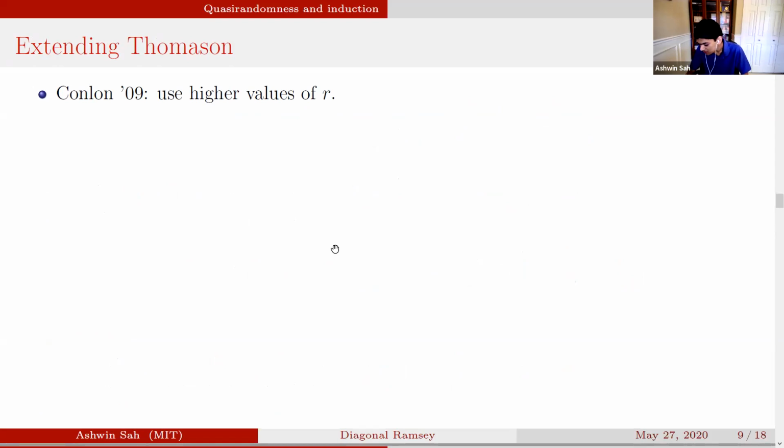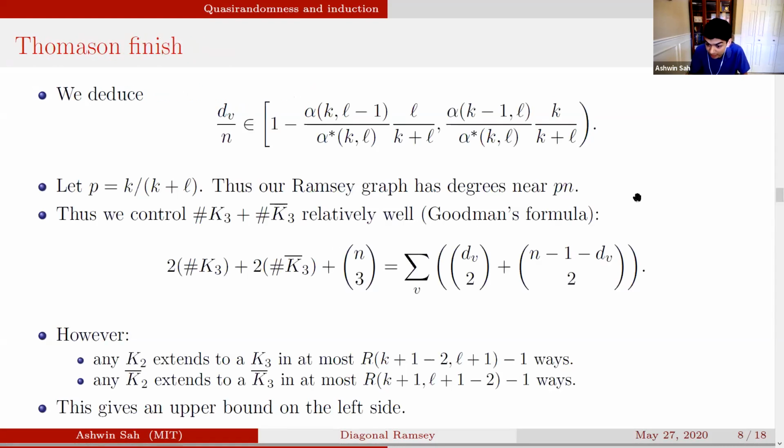Now, there's no analog of this Goodman's formula. There's no analog of this formula here. But the idea is, okay, so we know that all of the degrees are close to p times n. If we actually knew that this graph was quasi-random, then it doesn't matter that we don't have an exact formula in terms of the degree sequence, because we could still say that the clique counts and the non-clique counts are close to what they should be in a quasi-random graph.